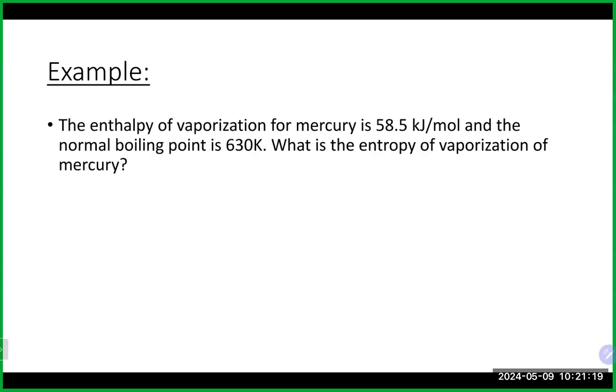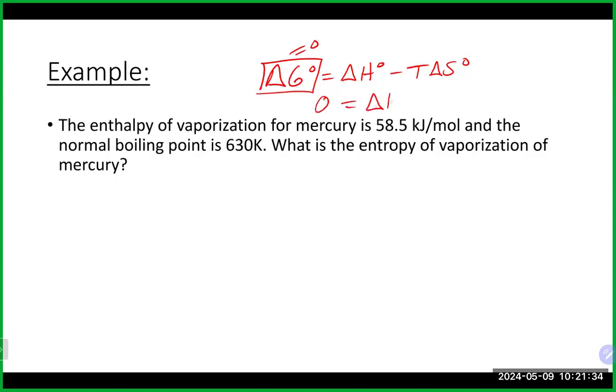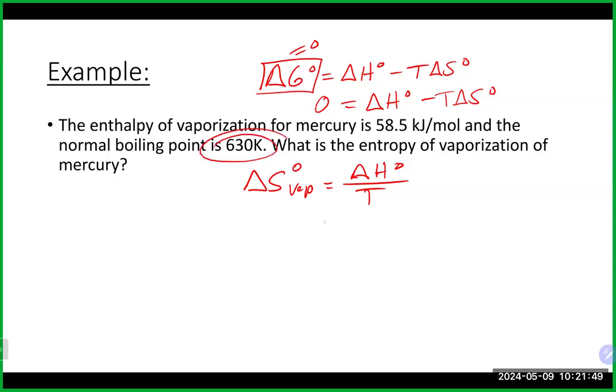Okay, so if we look at this again, this transition is going to happen in an equilibrium process, which means when we look at our equation here, this delta G is going to equal 0. And that is how we get to our rearranged equation where we can solve for our delta S, in this case our delta S of vaporization, which would be our delta H over our T. In this case, our temperature is already in Kelvin, so not too bad.